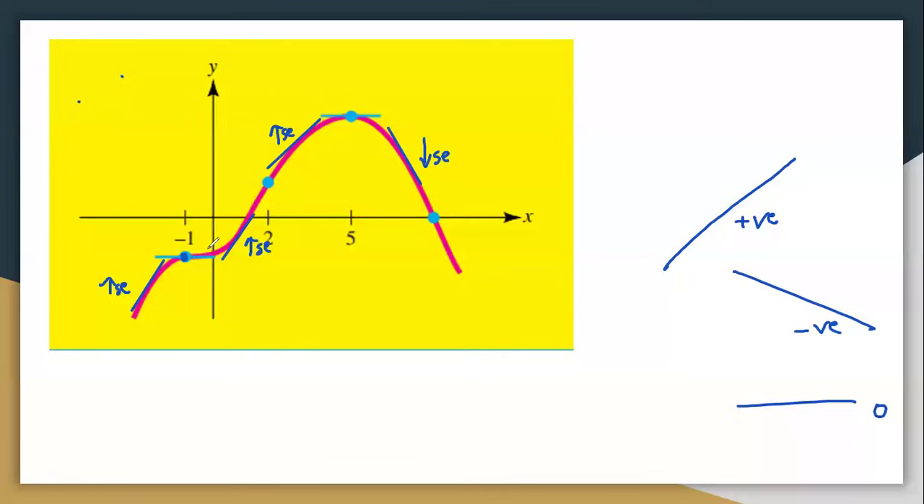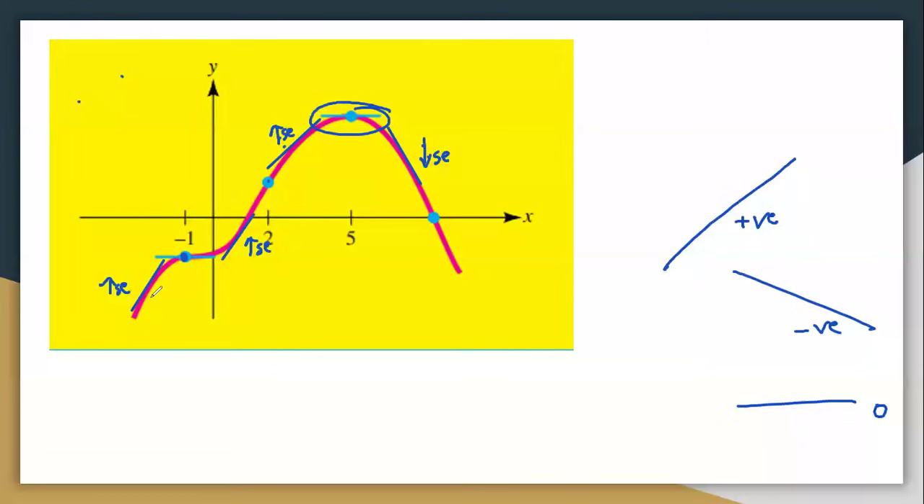There is no point of inflection at this point. When you look at here, it is still increase and then increase. So there is no point of inflection. However, between here and here, there is an increase and a decrease. So that means that we have a point of inflection at that point.